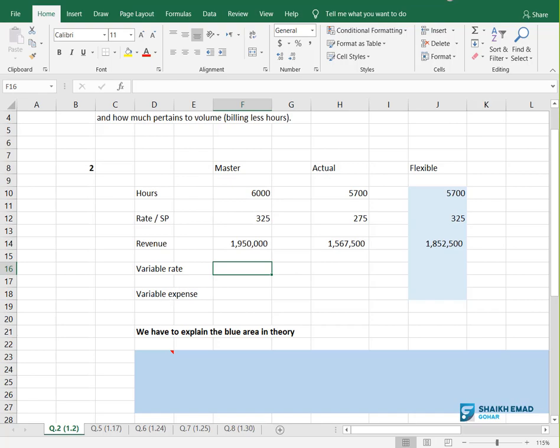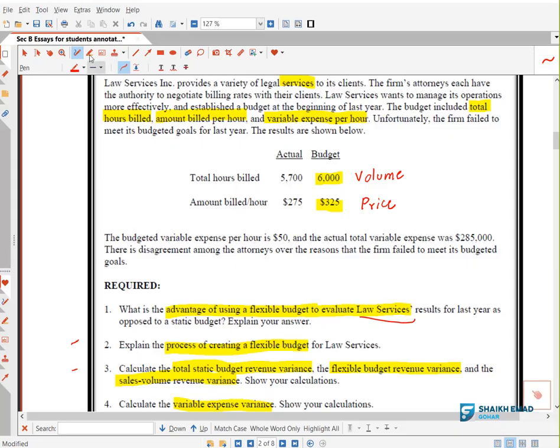Now, variable rate. Let us go back to the question and see what the variable rate was. They told you the budgeted variable expense per hour is how much? 50. This is budgeted, meaning standard. And the actual total variable expense is how much? $285,000. So per hour you know the standard figure, and actually you know the total figure for variable.